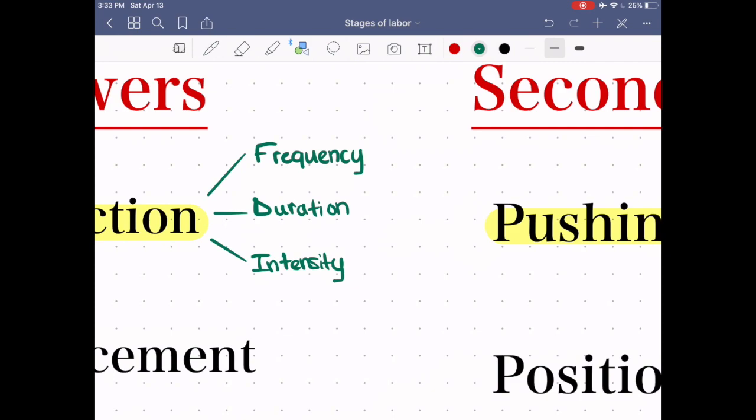So not very firm, pretty flimsy. A moderate contraction would be like touching your chin, and a stiff contraction would be like touching your forehead. So this is a good nursing intervention to assess the intensity of a contraction.